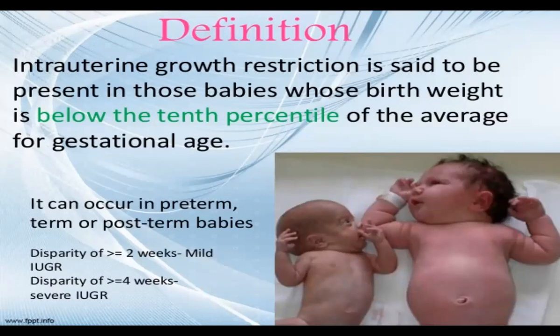A disparity of more than or equal to 2 weeks is mild. Again, it is divided into two varieties, mild and severe, symmetrical and asymmetrical. The first one is mild IUGR and then severe IUGR. It is mild if the disparity is equal to or more than 2 weeks, and severe if the disparity is equal to or more than 4 weeks. What is the meaning of it?